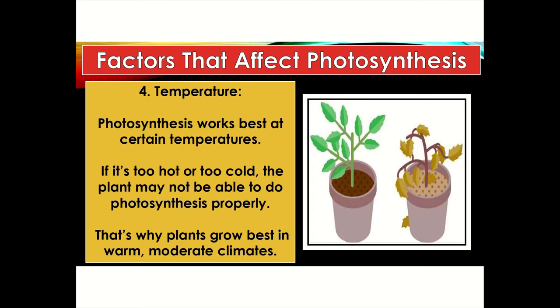4. Temperature. Photosynthesis works best at certain temperatures. If it's too hot or too cold, the plant may not be able to do photosynthesis properly. That's why plants grow best in warm, moderate climates.